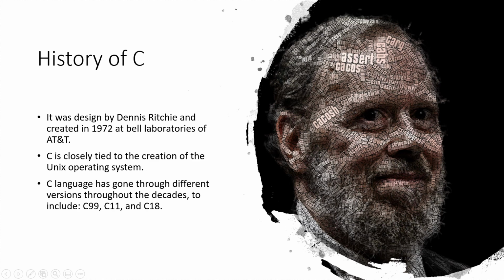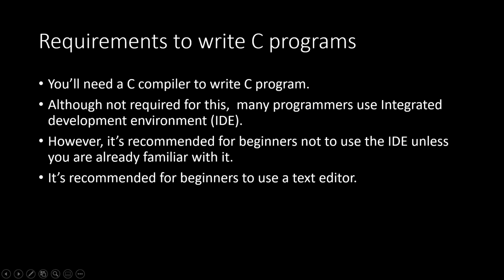Now, C language has gone through different versions. There was C99, C11, and now we're using C18, which will be used for this course. Now, there are some requirements to write C programs. One of them is called the C compiler, which we won't discuss in this slide. It'll be discussed in the next slide.